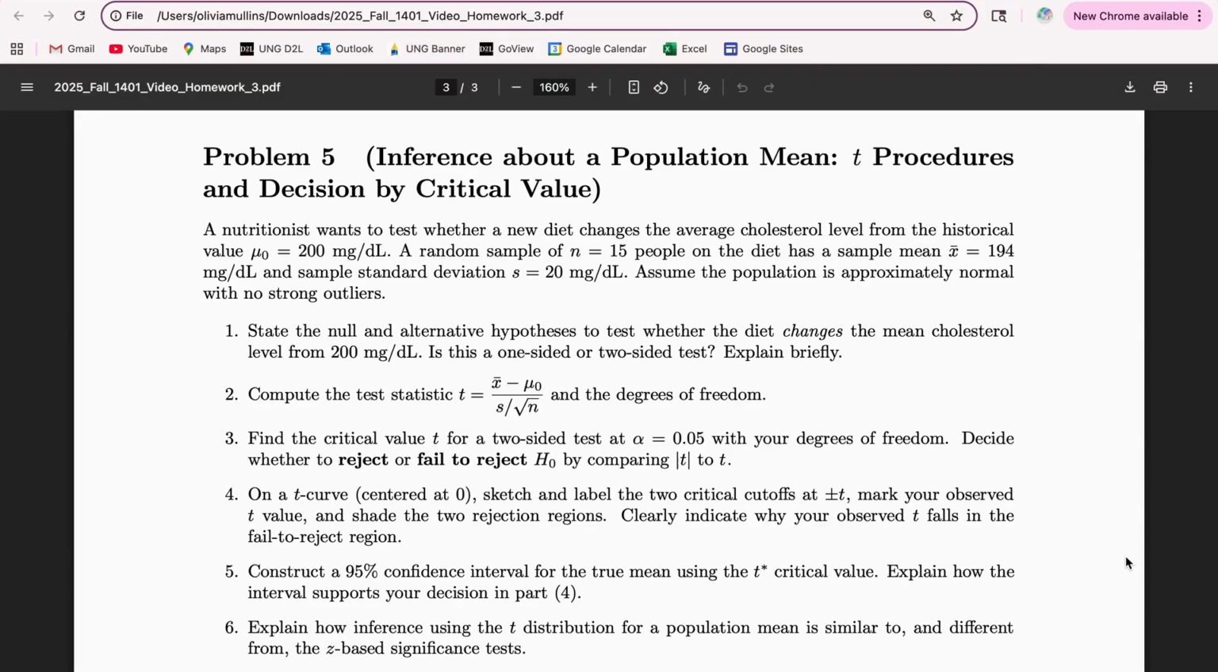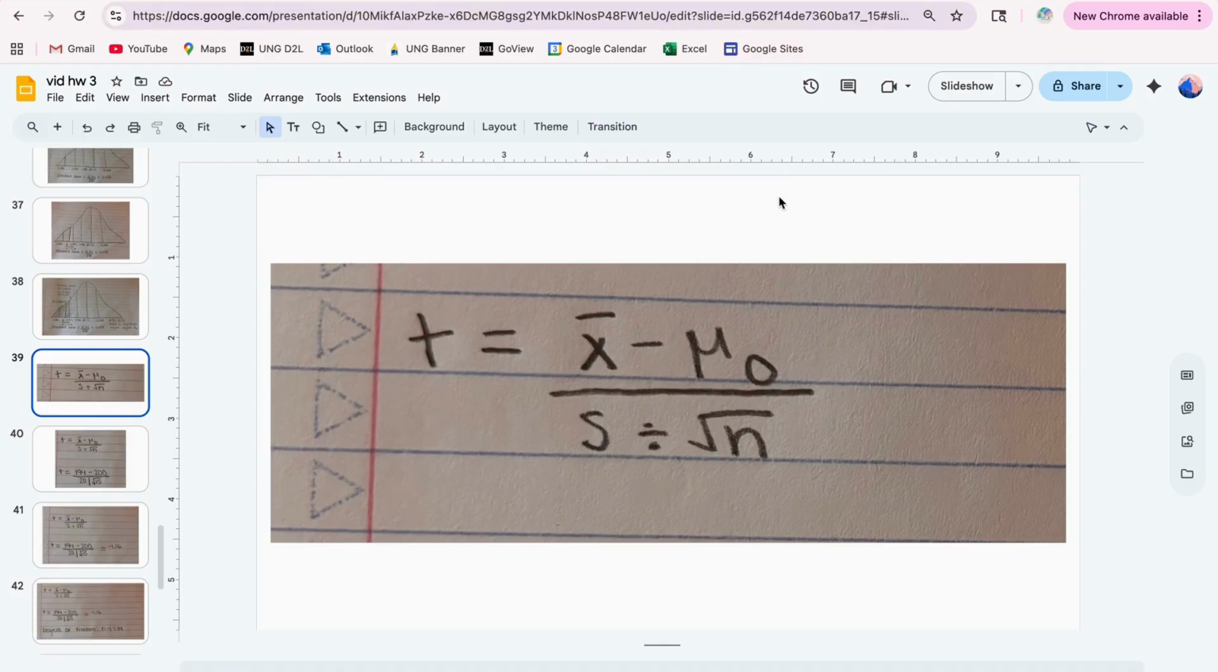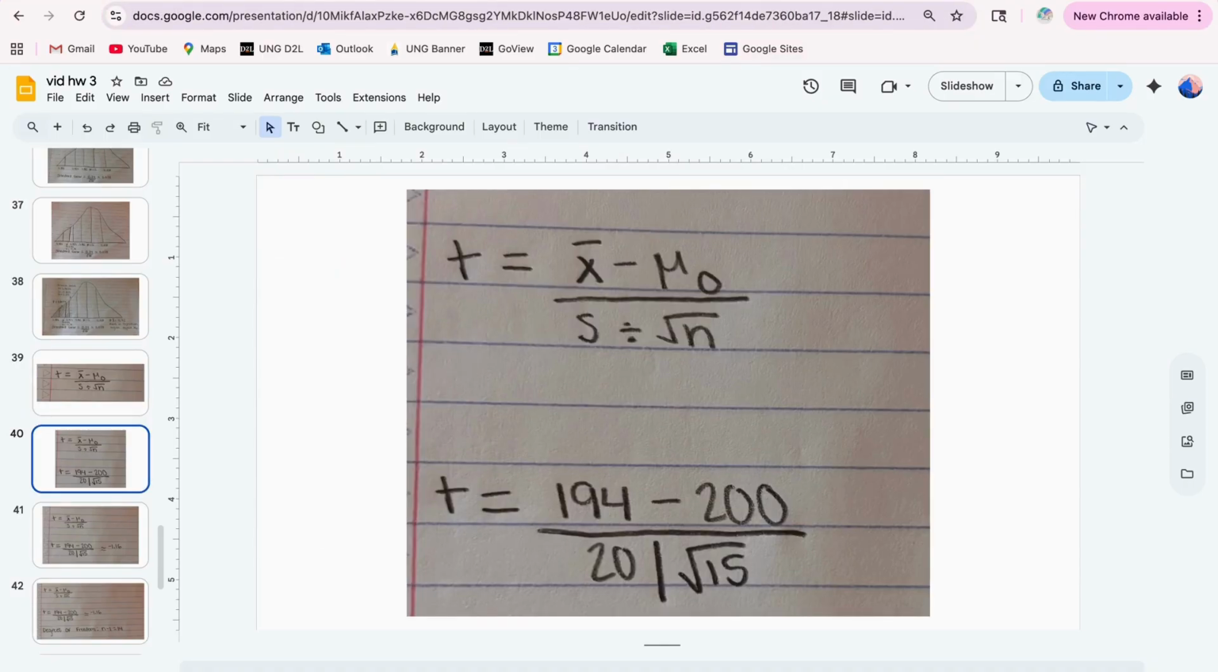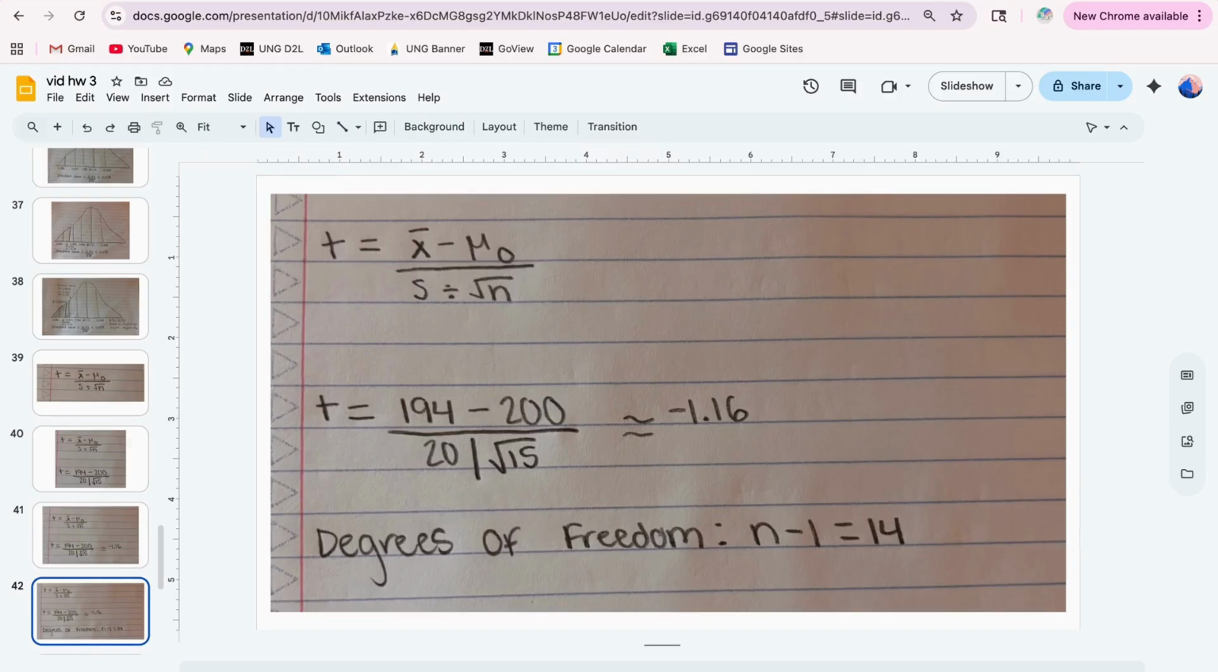Next, for question 2, it says, compute the test statistic t equals sample mean minus hypothesized mean over sample standard deviation divided by square root of n, and the degrees of freedom. Here is that same equation. Plugging in the numbers, t equals 194 minus 200 over 20 divided by square root of 15. This gives us approximately negative 1.16 as our test statistic. For our degrees of freedom, we just subtract 1 from n and get 14.